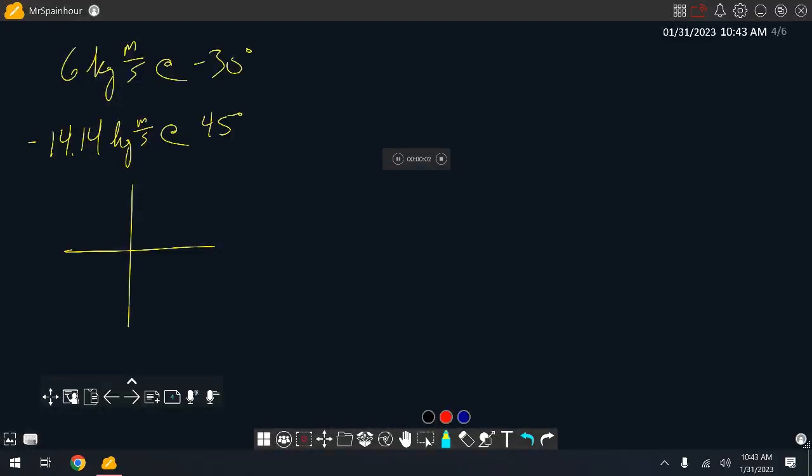All right, this is a quick overview of vector addition. You'll see the vector addition that I'm going to do in the top left of the screen: 6 kilograms meters per second. What weird units. At negative 30 degrees, and negative 14.14 kilograms meters per second at 45 degrees.